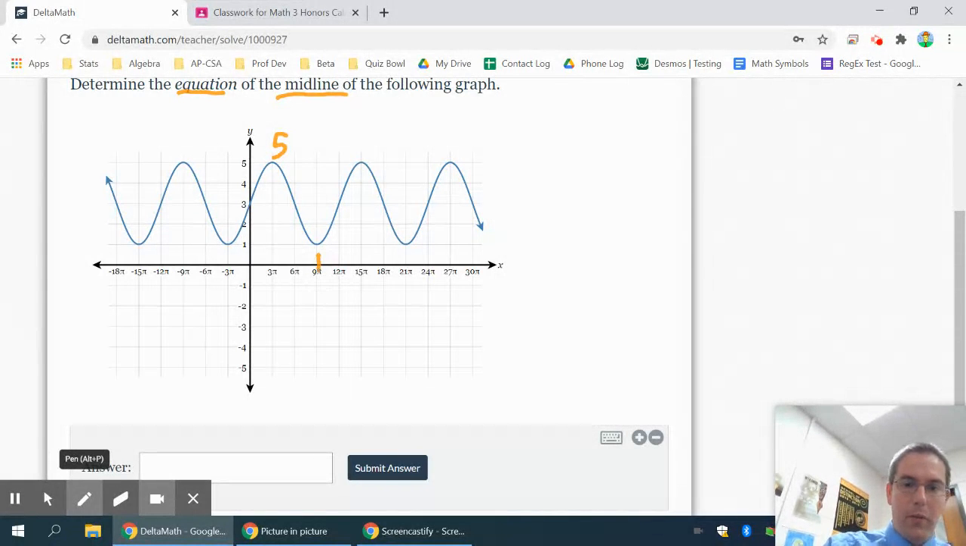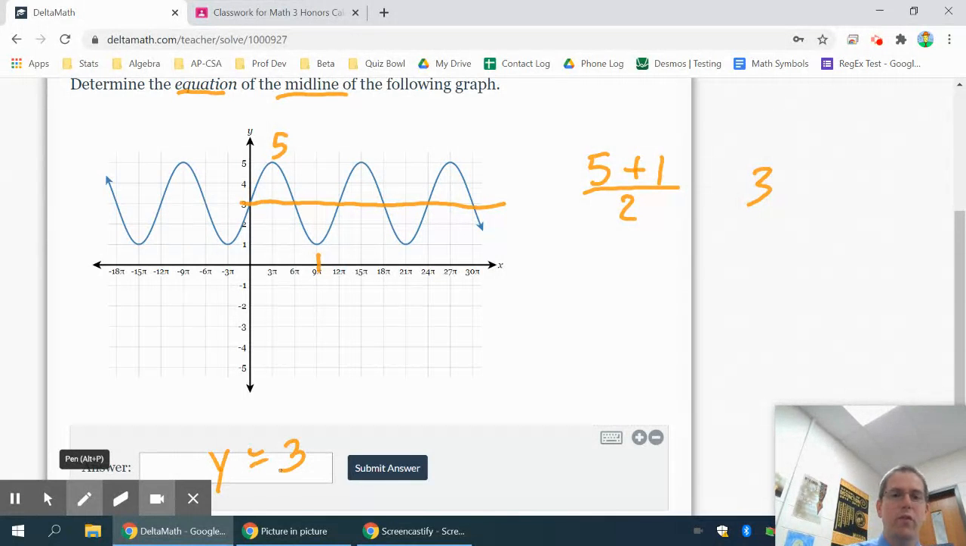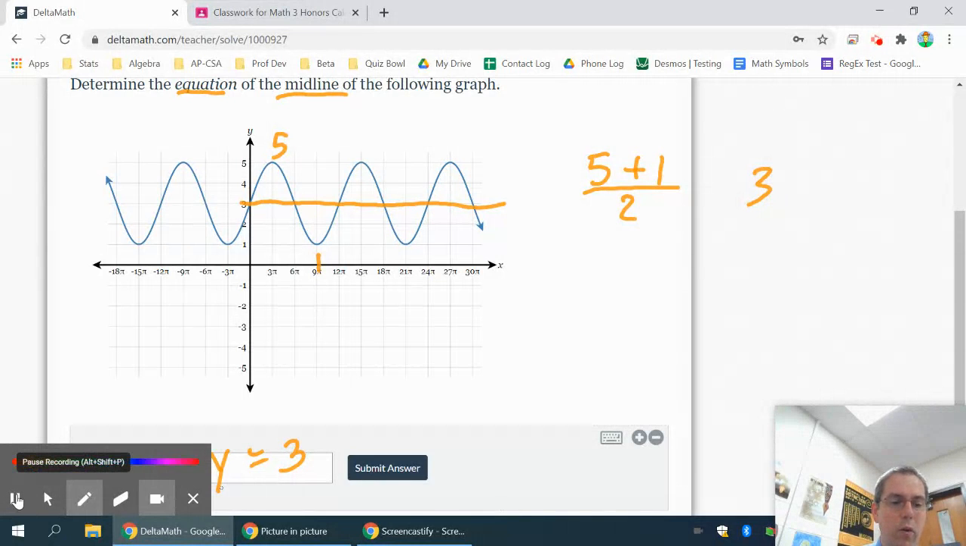5, the minimum is 1, so for the average value of 5 and 1, we could add them up and divide by 2 to find the average. That is 6 divided by 2, which is 3. Test and see if a line at 3 really makes sense. And then your answer for this one would be y equals 3. So that's all you really have to do if all it asks for is the midline. These first few should go pretty quick. I'll work on it from the next section.